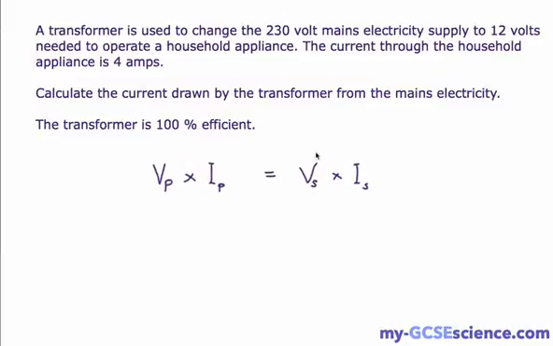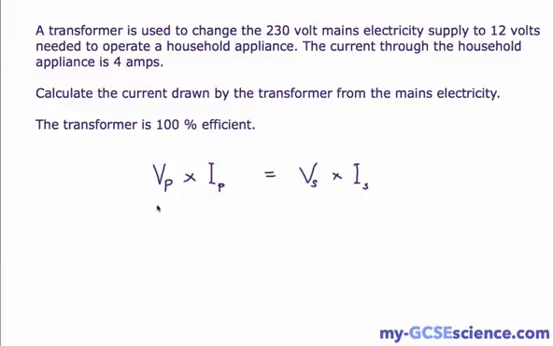Right, so first thing is to get our equation. We have a transformer used to change 230 volts mains electricity supplied to 12 volts needed to operate a household appliance. The current through the household appliance is 4 amps. So we're trying to work out the current drawn by the transformer from the mains electricity.